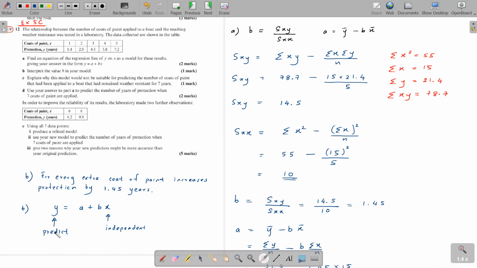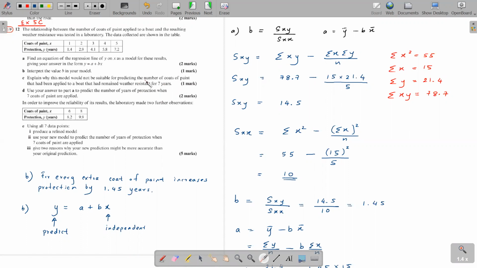Do you recall? So we did this in the previous part, right guys? But now, I think in this question there is a small typo here, right? They are saying explain why this model would not be suitable for predicting the number of coats of paint. Guys, we are not predicting the number of coats of paint, right? Because coats of paint is X. So we are predicting the number of years of protection. That's our prediction. So I think this needs to change here slightly.